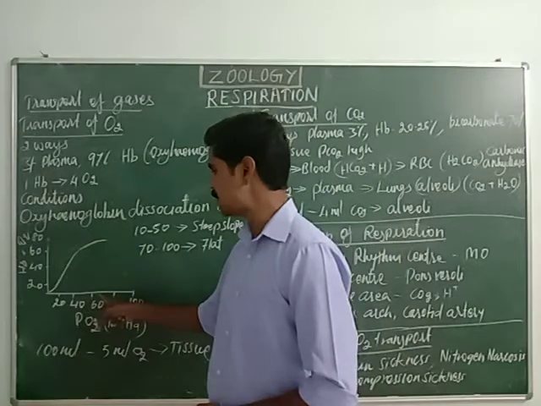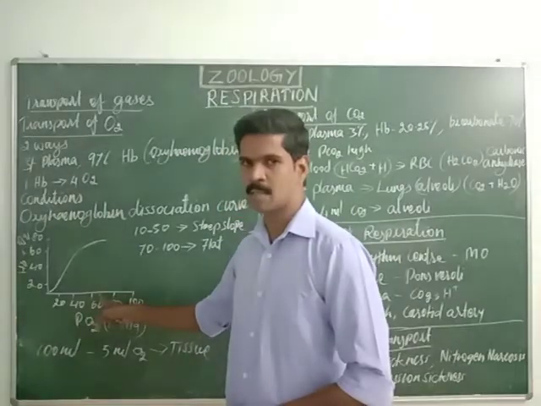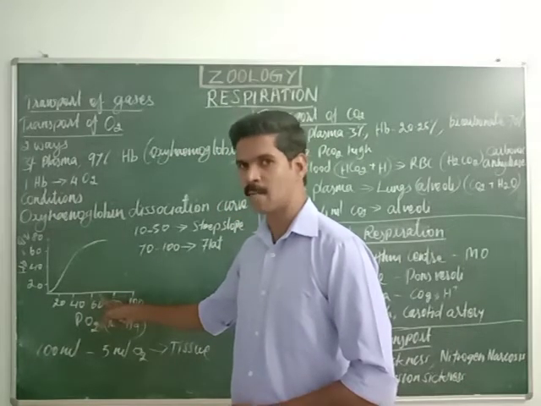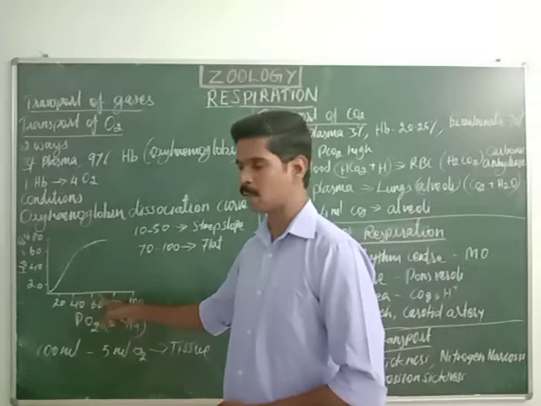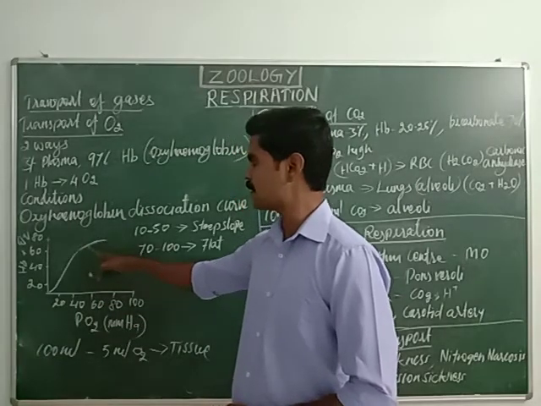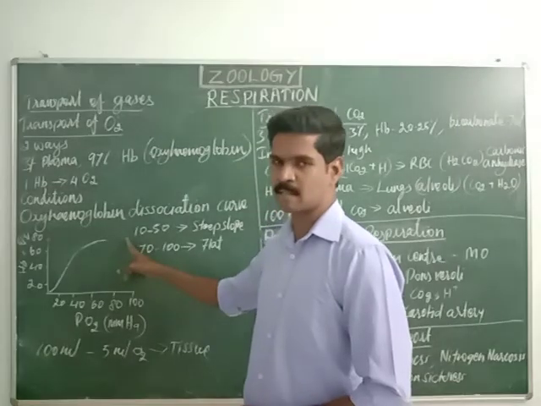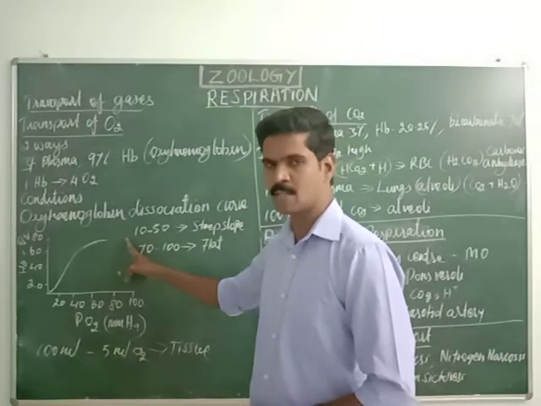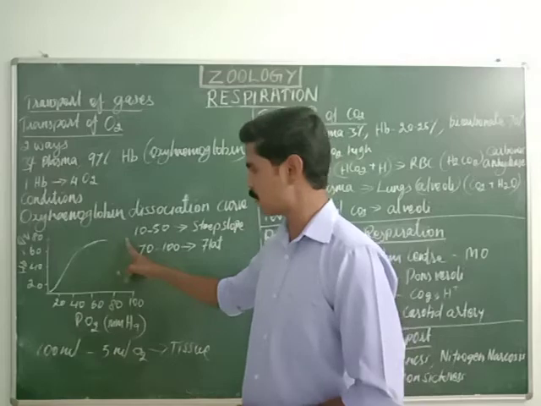After reaching 70 mmHg, the partial pressure of the oxygen goes beyond 70 mmHg, and the curve changes into a flat curve. Once again, repeat this point.